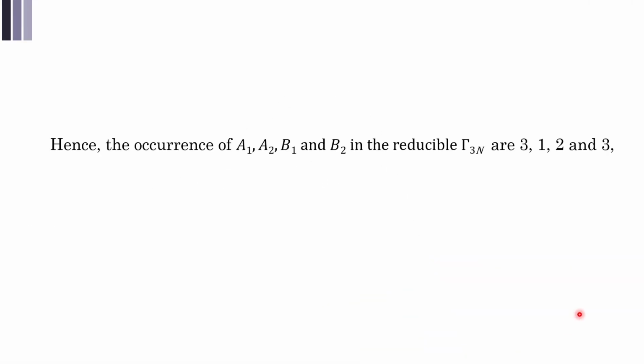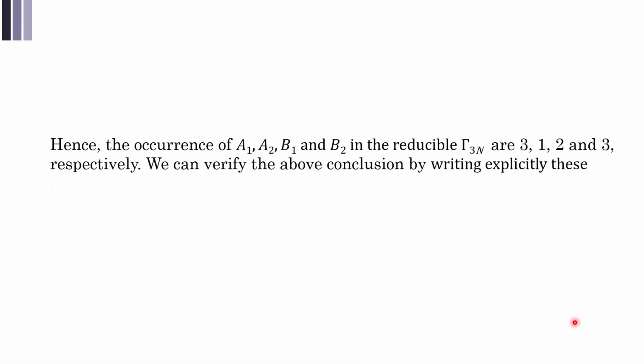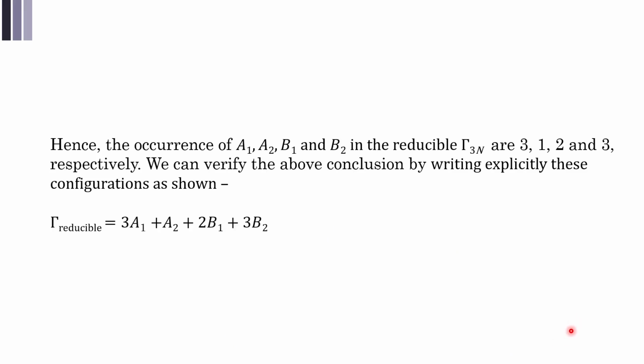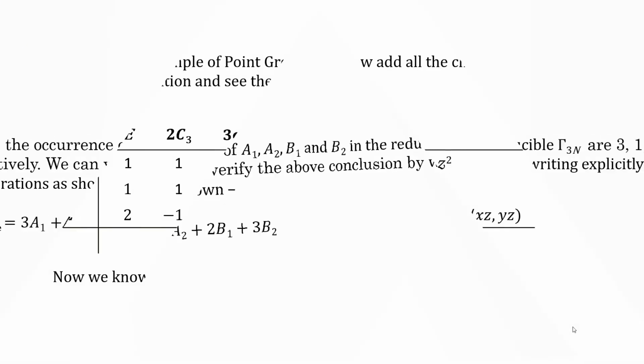So the conclusion that we can draw is that the tau reducible has to have this kind of shape: 3A1 plus A2 plus 2B1 plus 3B2. And that is very important when you are using vibrational spectroscopy for giving some theoretical basis to bond movements.